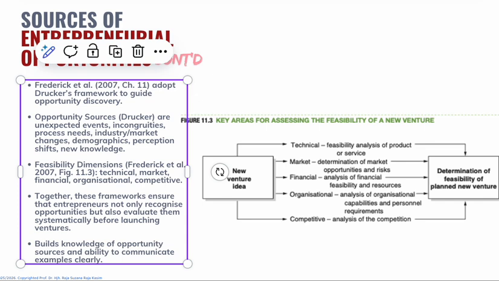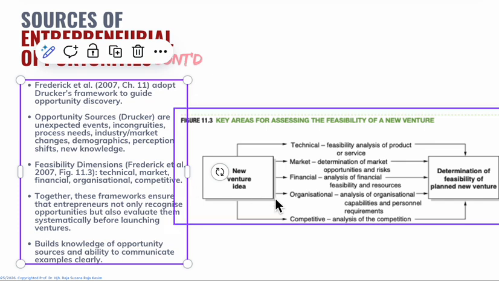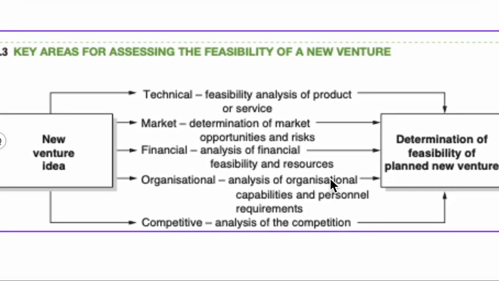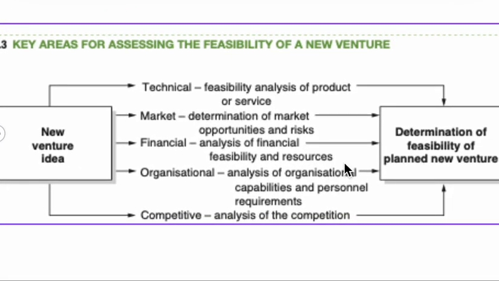But here there is a challenge, because not every spark turns into a viable venture. So this is where Frederick built on Drucker's model by stressing the importance of systematic evaluation through feasibility study. Take a look. They highlight 5 key dimensions to assess before launching a new venture. You have to think about technicality, market, financial, organizational, and also competitive.